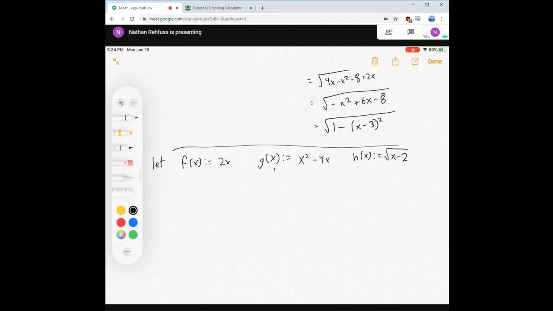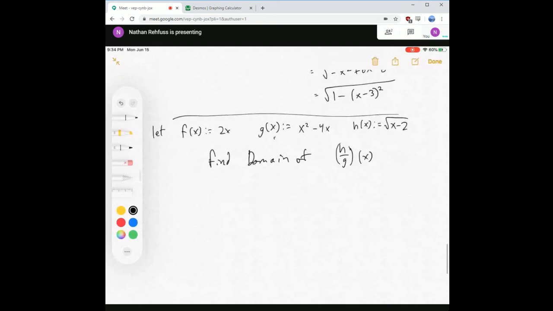So once again, these were our functions that I'm using all day today. Let's say I want to find the domain of, what did I say? Oh, this is going to be a pain. H divided by G of X. So we found the formula earlier, but now we're going to try to find the domain. So the formula was root x minus 2 over x squared minus 4x.